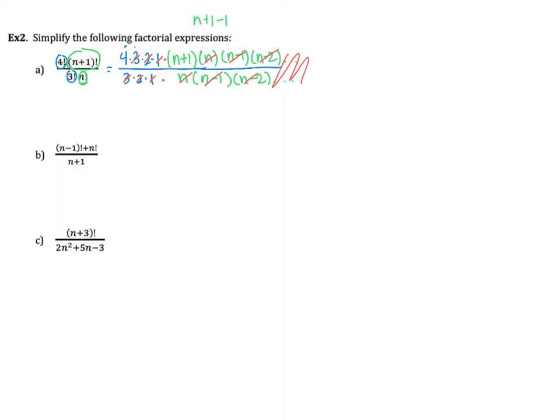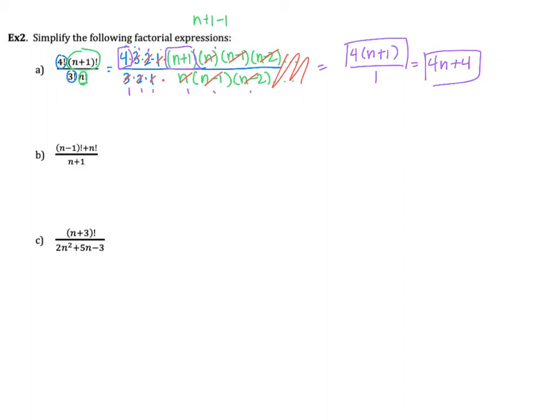So the only thing I have left in my numerator is 4 times n plus 1. And the only thing I have left in my denominator is just a whole bunch of 1's, right? They're canceling and becoming 1's. So 4 times 1 times 1 times 1 times n plus 1. So you can either write 4 times n plus 1, or you could write 4n plus 4, and those are the same answer. We would accept either one.